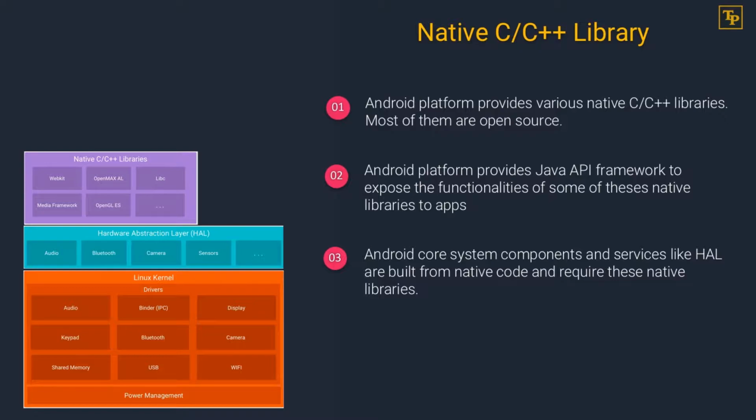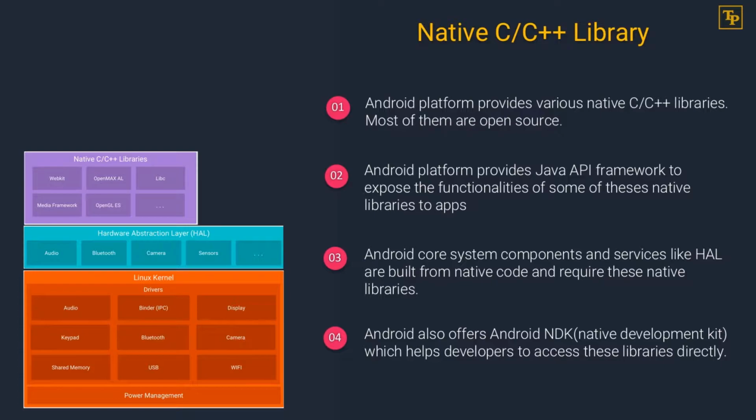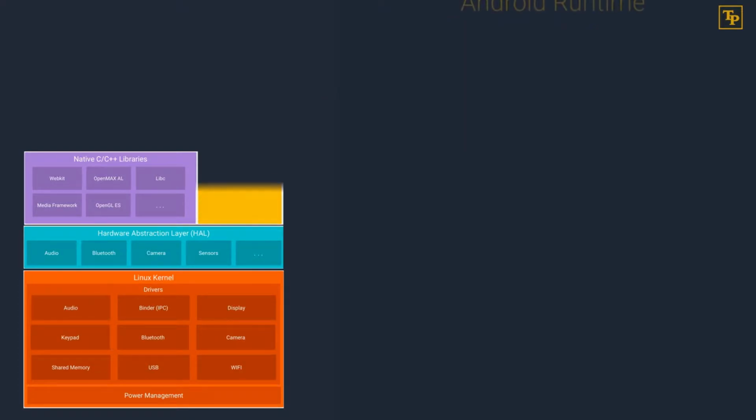In my previous video, I mentioned that Android provides Android SDK, software development kit, to create and build Android applications. Using SDK, you can write application code in Java programming language. But apart from SDK, Android platform also offers Android NDK, also known as Native Development Kit. Using NDK, you can write application code in C++ programming language and directly access these native C++ libraries.